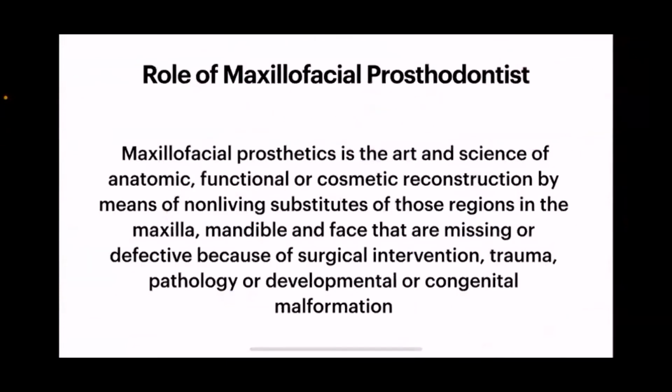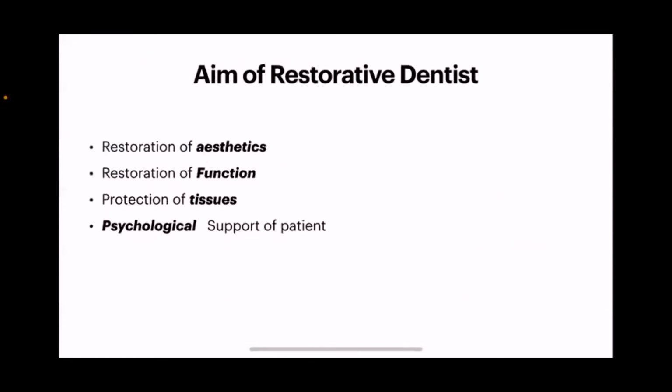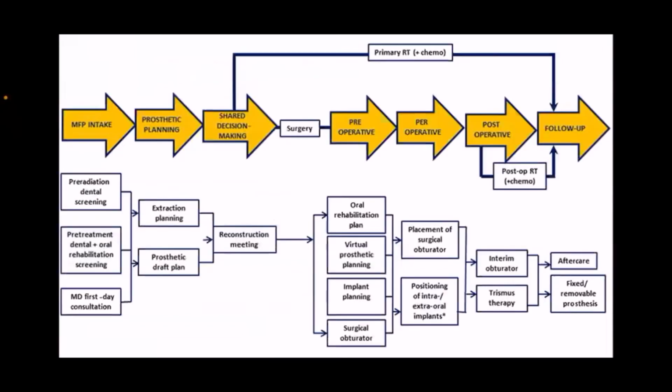Now, we'll be discussing the role of maxillofacial prosthodontists in detail. First of all, maxillofacial prosthesis is the art and science of anatomic, functional, or cosmetic reconstruction by means of non-living substitutes of those regions in the maxilla, mandible, and face that are missing or defective because of surgical intervention, trauma, pathology, or developmental or congenital malformation. Aims of restorative dentists are restoration of aesthetics, restoration of function, protection of the tissues, and psychological support of the patient.